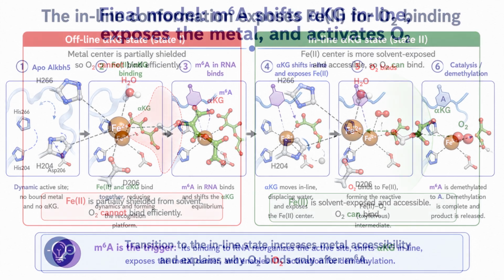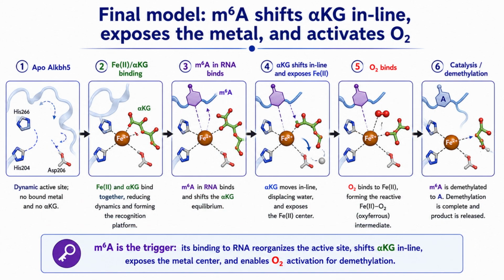The final model is therefore a gated activation mechanism. Iron(II) and alpha-ketoglutarate bind first and organize the active site. Then m6A binding shifts alpha-ketoglutarate inline, increases metal accessibility, and triggers O2 activation only in the productive substrate-bound complex.